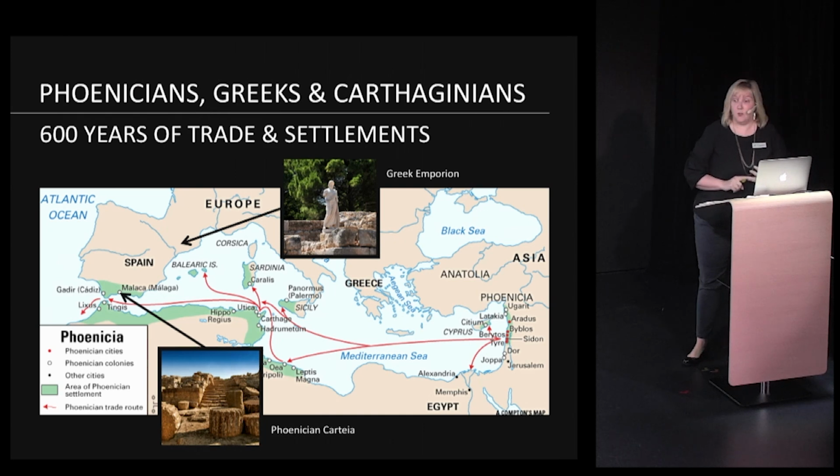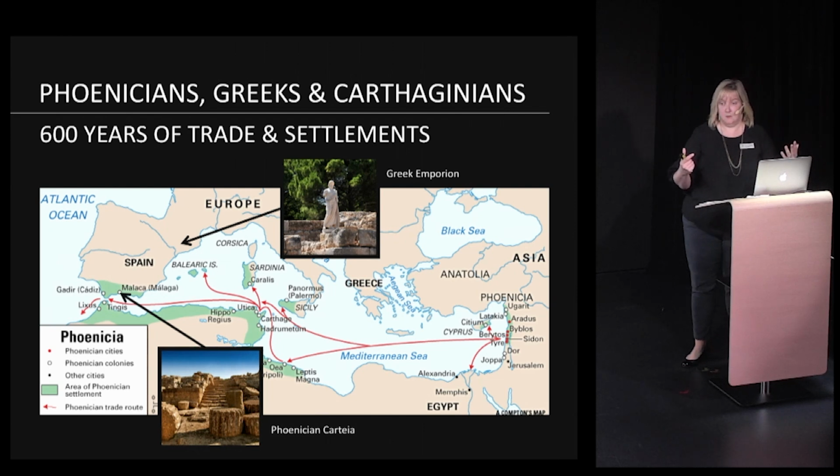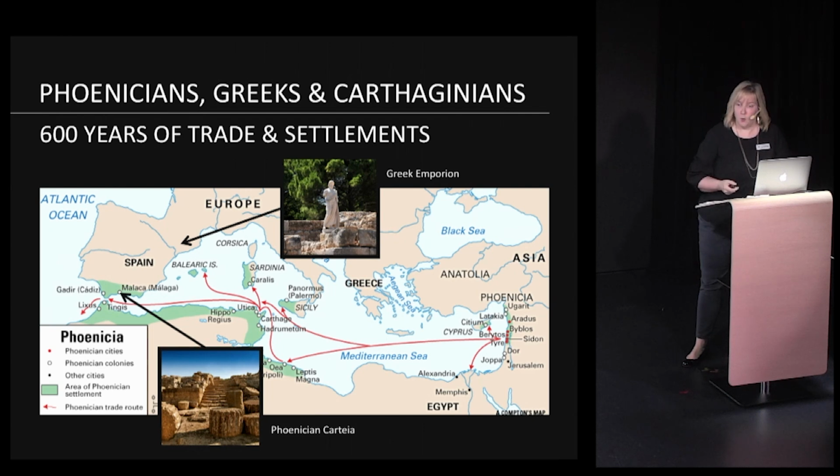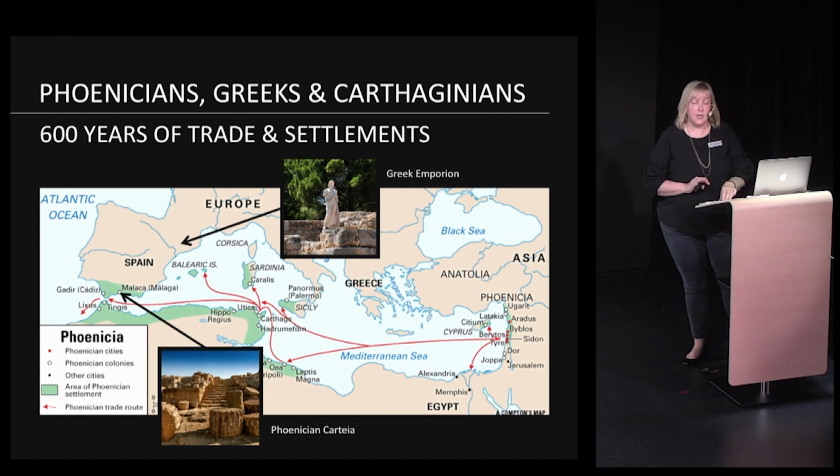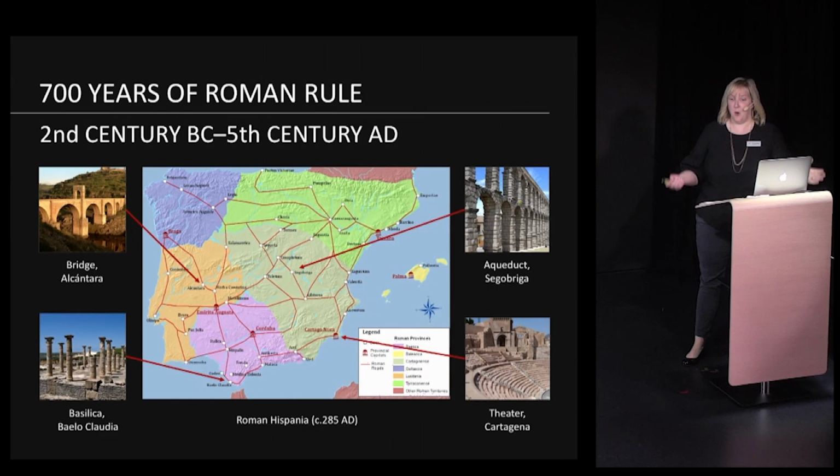And then finally, the Carthaginians. They were based in Tunisia. They had a presence as well along the coast just from sheer location, just proximity. But when the Romans defeated the Carthaginians in the Second Punic War, then they lost any hold anywhere. But then, of course, in come the Romans, and 700 years of Roman rule.